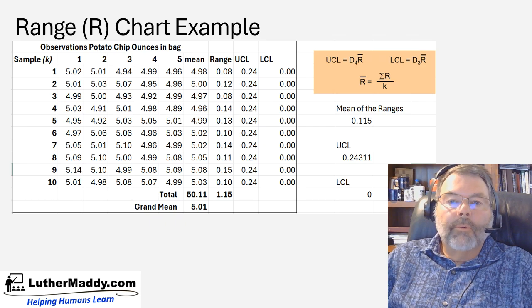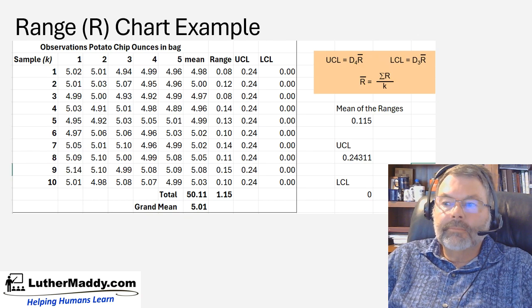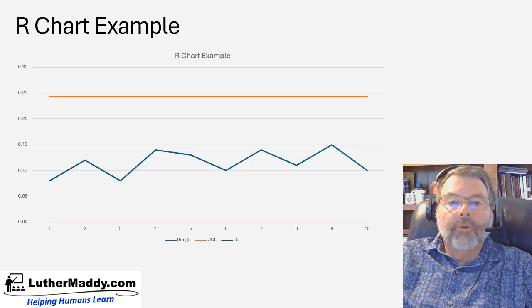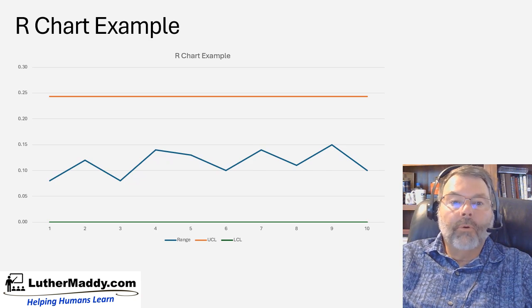I've computed the mean of the ranges, which we did earlier, but now using the D sub 3 and D sub 4 from the chart, we end up with a lower control limit of 0 and an upper control limit of 0.24311. I add those two columns to my Excel data so that I can actually chart them and see how it looks. Here's an R chart I created in Excel from the example data, and we can see that all of the ranges are within tolerance in this case. None of them fall outside the upper or lower control limit.